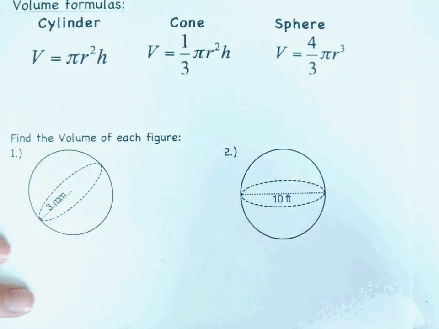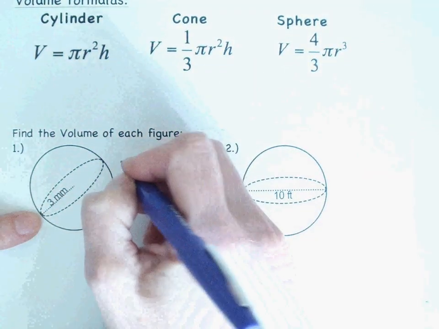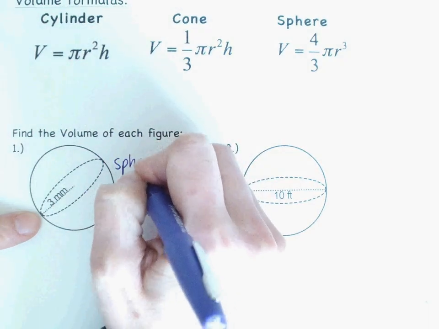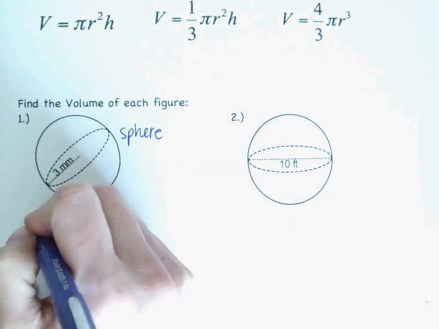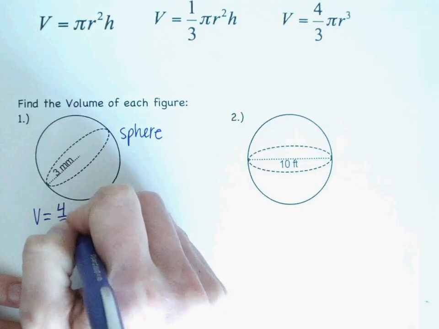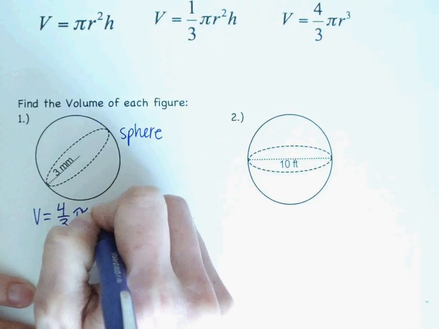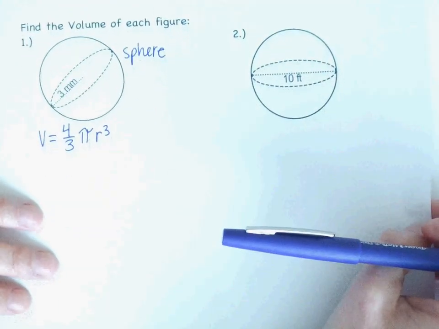Our volume formulas, again, are here at the top. We're going to take a look at the shapes that we're working with. And the shape that we're working with today, these are spheres. So I'm going to go ahead and label this that we have a sphere. And then I'm also going to copy down the volume formula. So the volume is 4/3 pi r cubed, remembering that r represents radius.